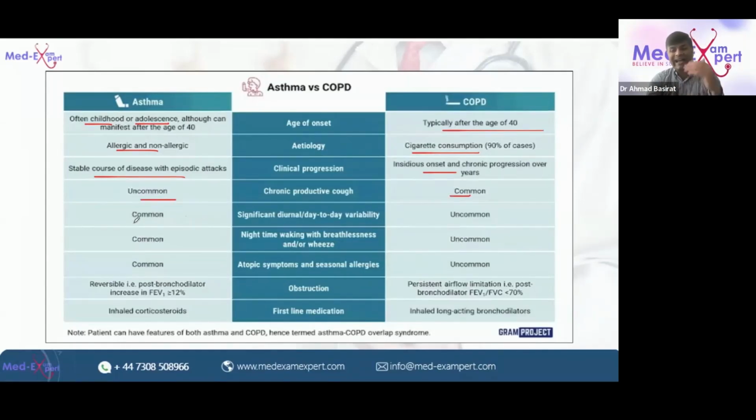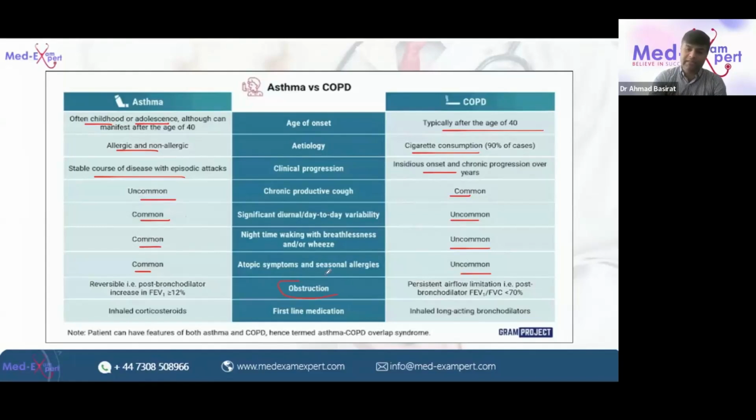And then we talk about diurnal variation, which is the day-to-day symptoms. There is a diurnal variation in asthma, whereas it's not too much in COPD. Nighttime waking with breathlessness and wheeze is common in asthma, uncommon in COPD. Atopic symptoms, the allergic symptoms, are common in asthma but uncommon in COPD.